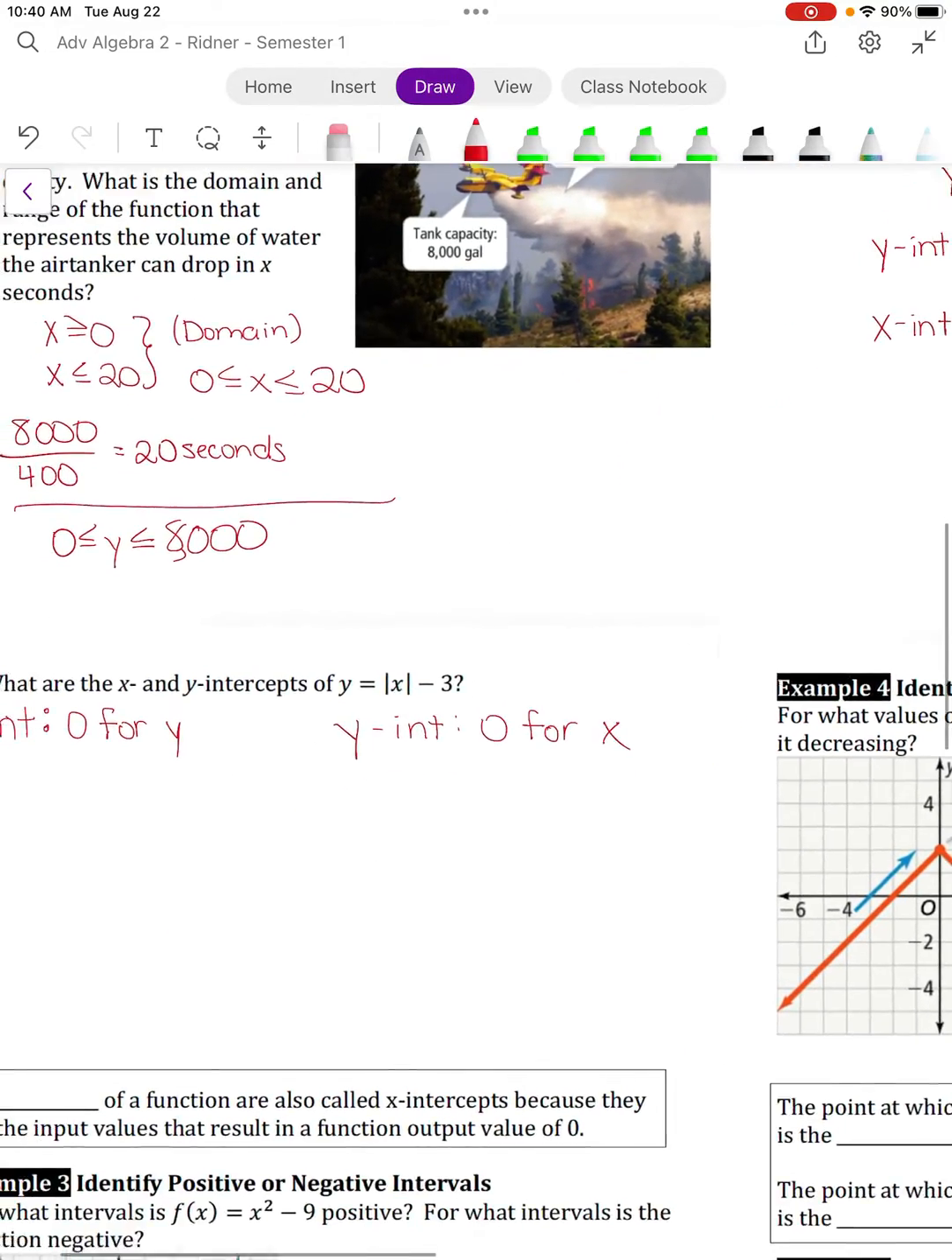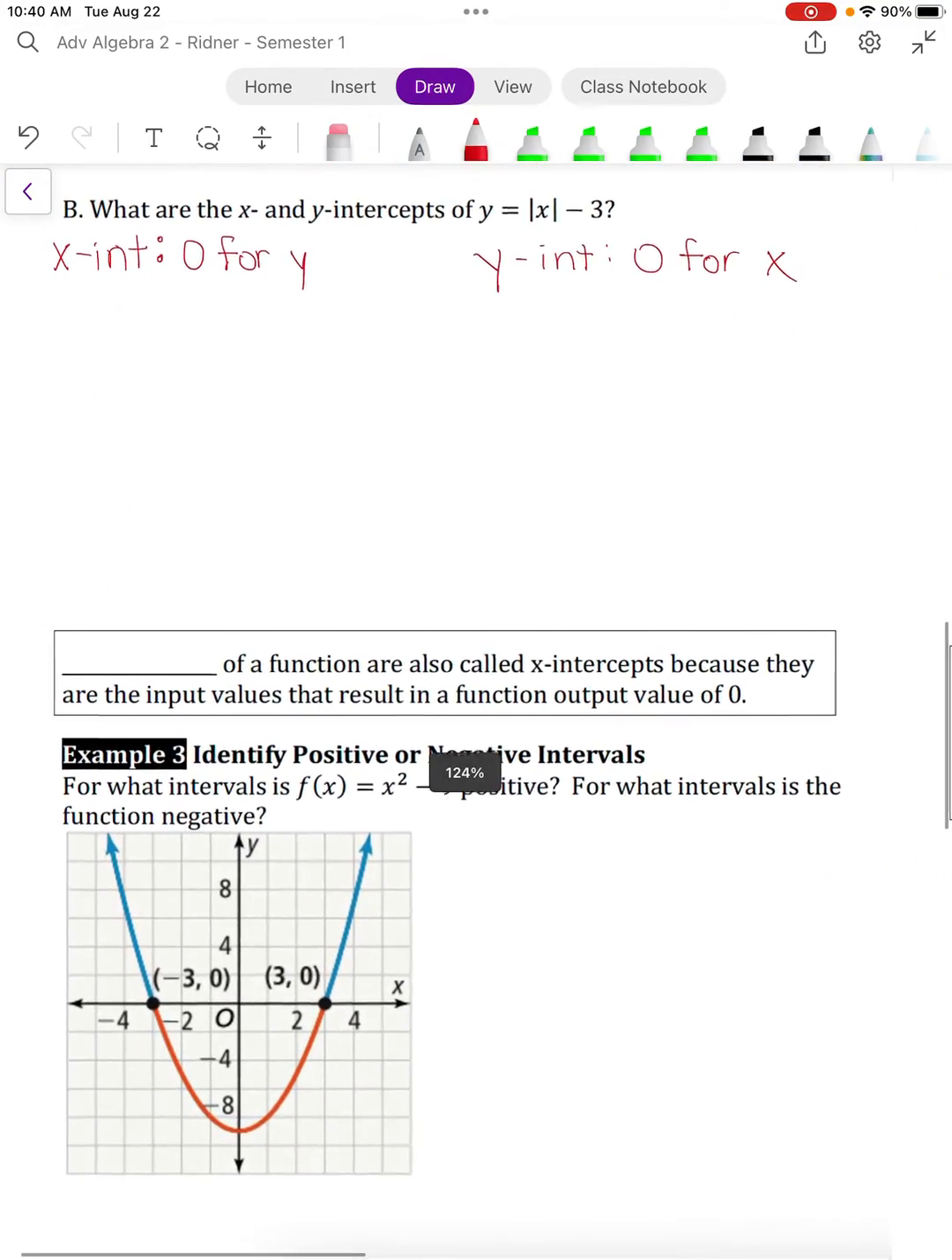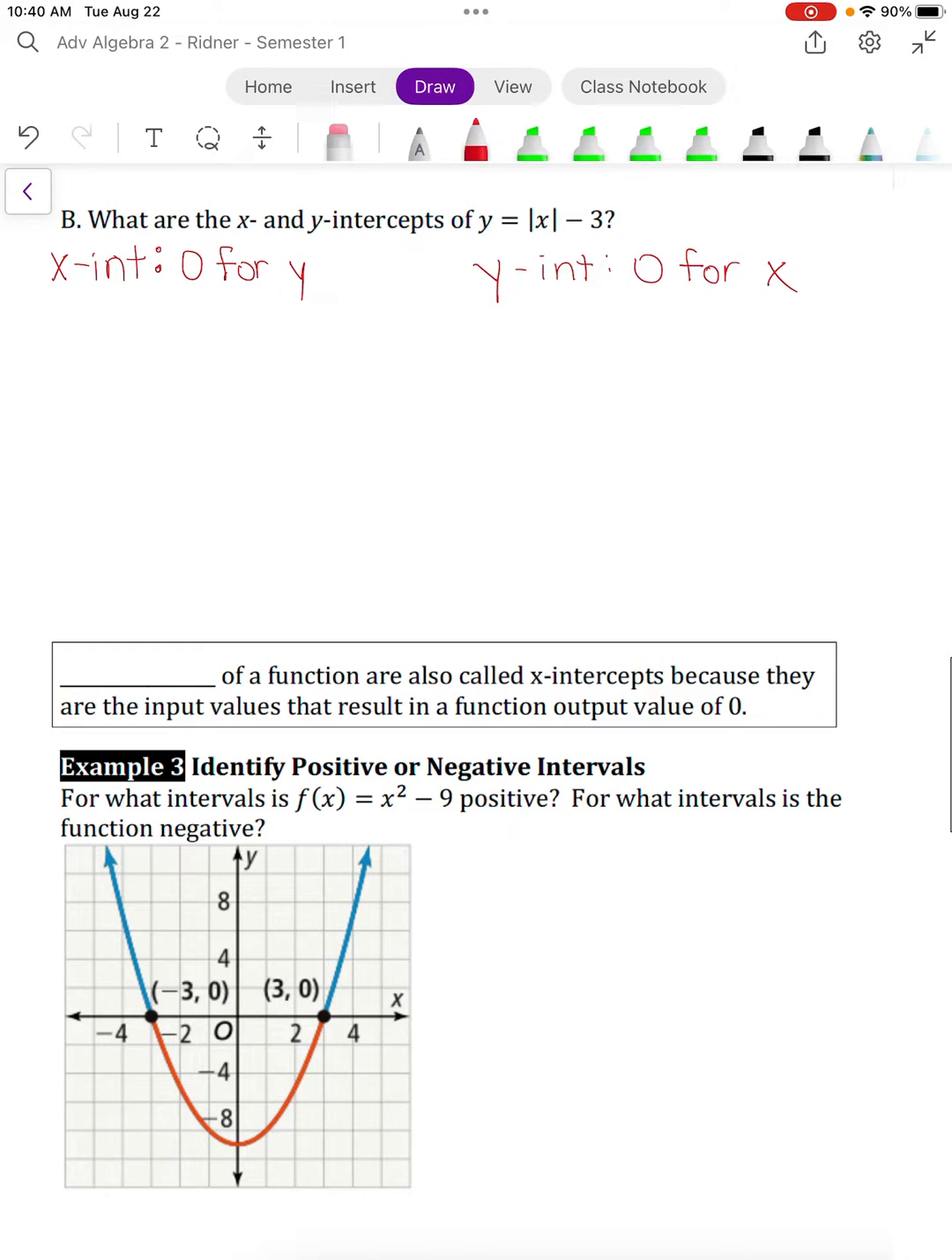The other way to find x and y intercepts, so we're going to look at this example B here, is to find an x-intercept, you plug in 0 for y, and for a y-intercept, you substitute 0 for x. So let's look at that. So where there's a y, I'm going to put 0. I'm going to add 3 to both sides to get x by itself.